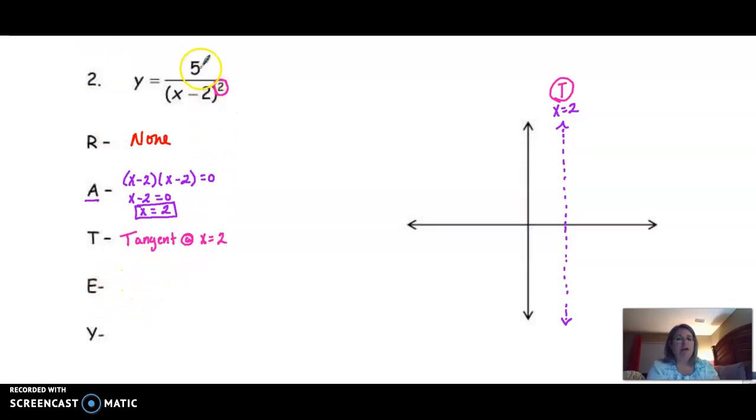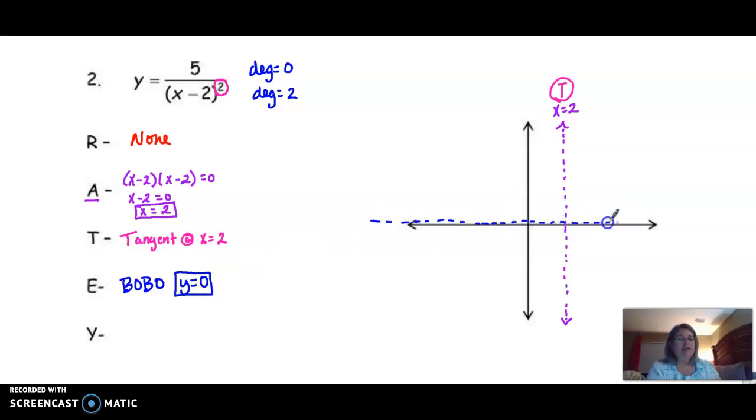Remember, we're talking about our degrees. So the degree of our numerator is 0. There is no variable, so we have no exponent. The degree of our denominator is 2. So notice it's bigger on the bottom. So that's Bobo. Big on bottom, y is equal to 0. So we're going to draw our horizontal asymptote at y equals 0.